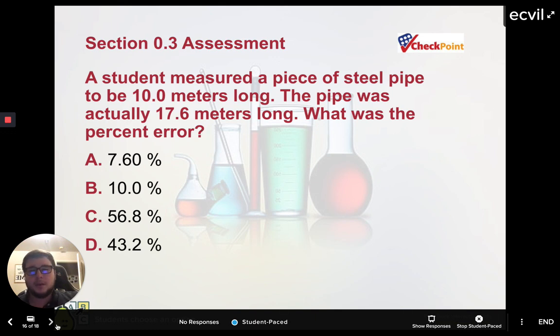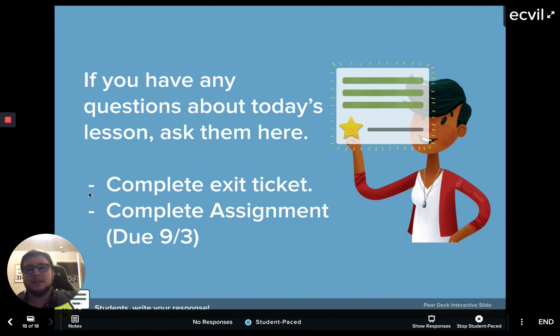Okay, and if you got D, 43.2%, then awesome job. And if you didn't, maybe go back and review the percent error part of the video, or come back and ask a question. Alright, so that is pretty much it. Go ahead and complete the exit ticket, complete the assignment in Canvas for this section. It's going to be due tomorrow.